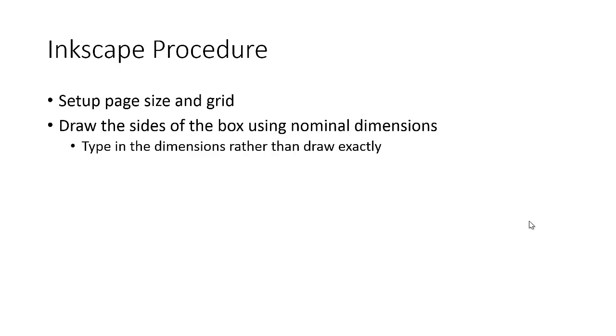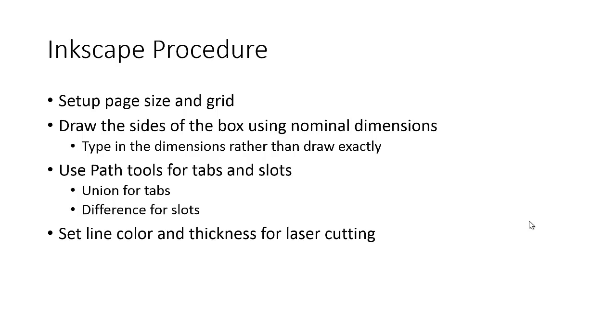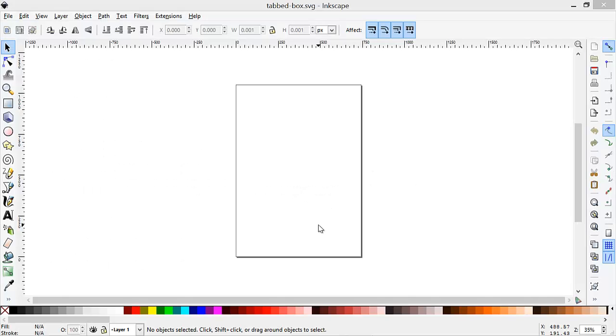Here's the procedure that we'll use in Inkscape to design the box. First, we'll set up the page size and grid. Next, we'll draw the sides of the box using nominal dimensions and show how we can type in the dimensions rather than drawing them exactly by dragging. Next, we'll use the path tools to create the tabs and slots. Specifically, we'll use the union tool for tabs and the difference tool for cutting slots. Next, we'll set the line color and thickness for laser cutting. And then finally, we'll save the design as a PDF file.